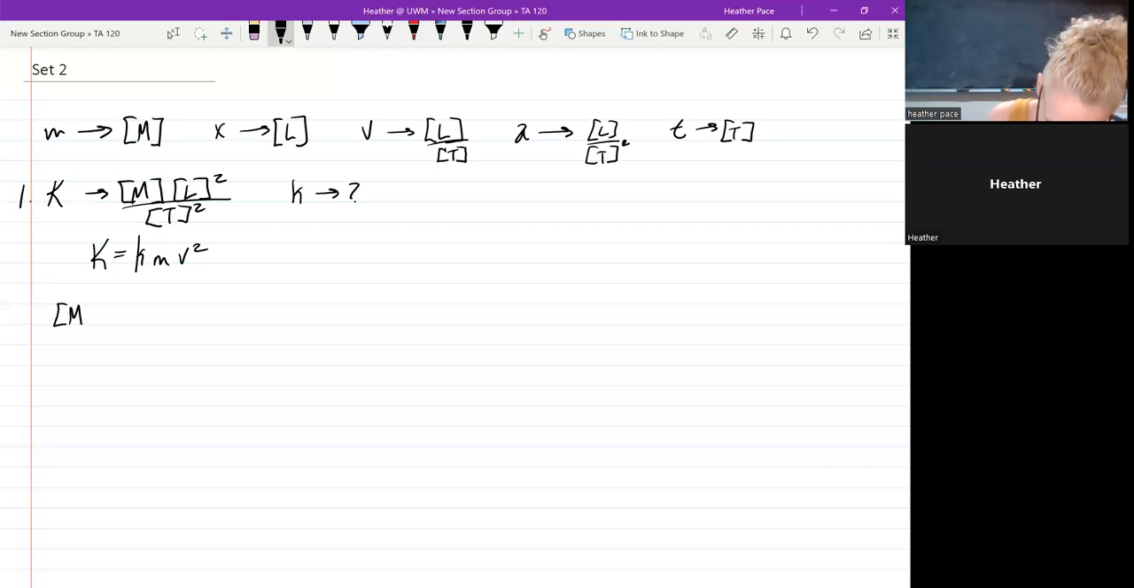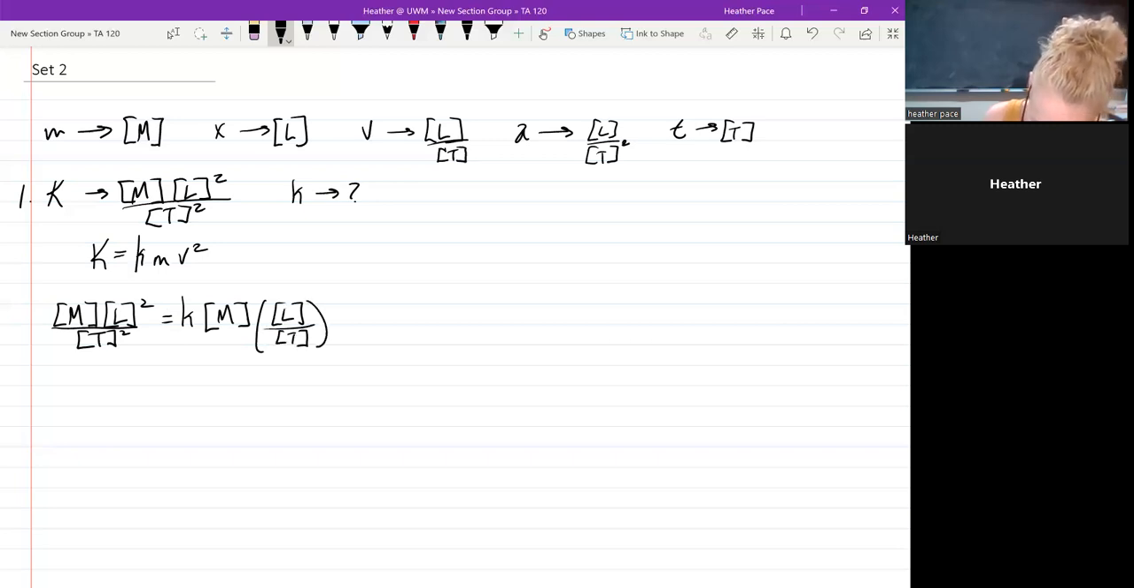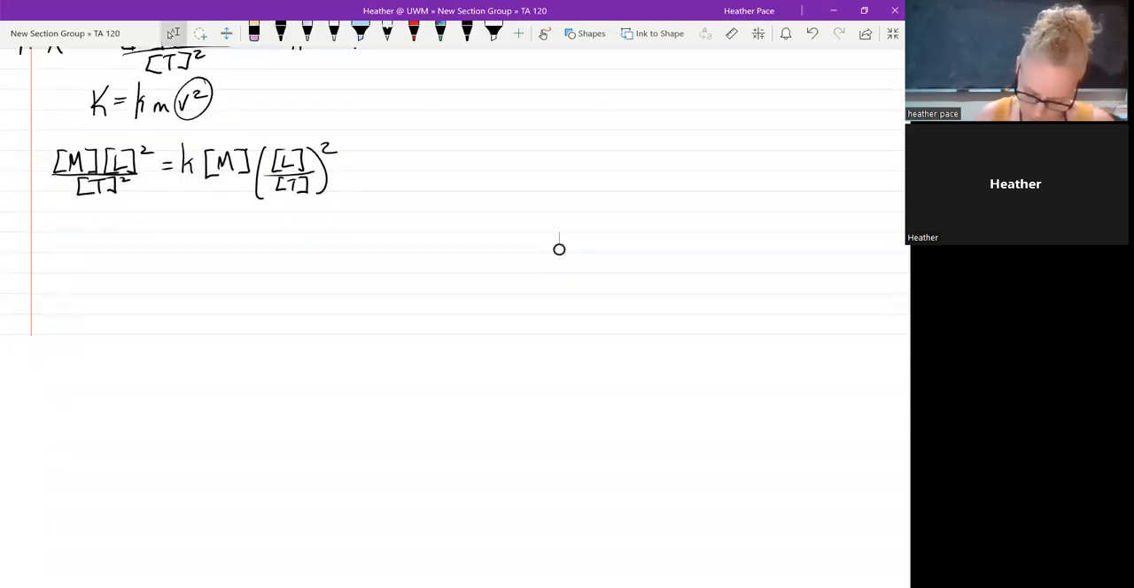All right, so let's plug in for K. We have M L squared over T squared equals little k, which we're trying to figure out. M we're given above, big M, and V we're given above, which is L over T. And in our equation here, we see that V is squared, so we're going to square this. So let's take a look here at what we've got.